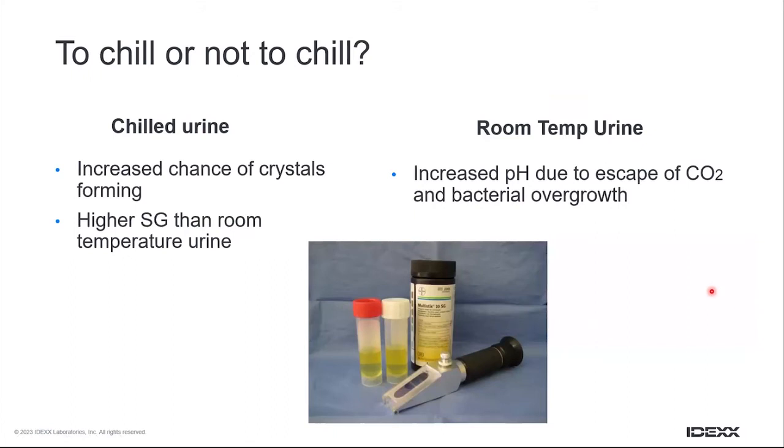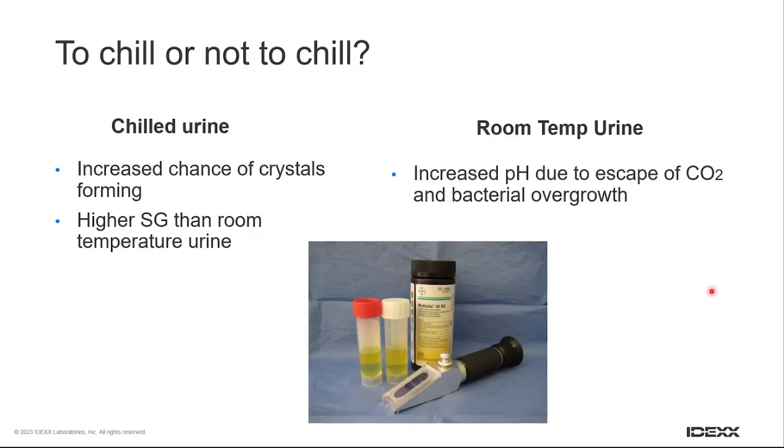So, to chill or not to chill, that is the question. I've mentioned that the temperature of urine can change our interpretation. So just to give you a little overview of what to expect and why it's important to make sure the temperature of the urine is taken into account when performing urinalysis. If you perform analysis on chilled urine, there's an increased chance of crystals forming. So there's a risk of false positive for crystals. We also know that chilled urine changes the specific gravity to some extent.